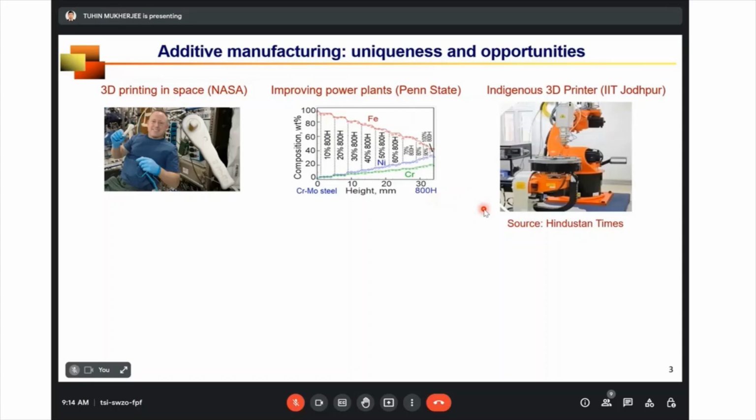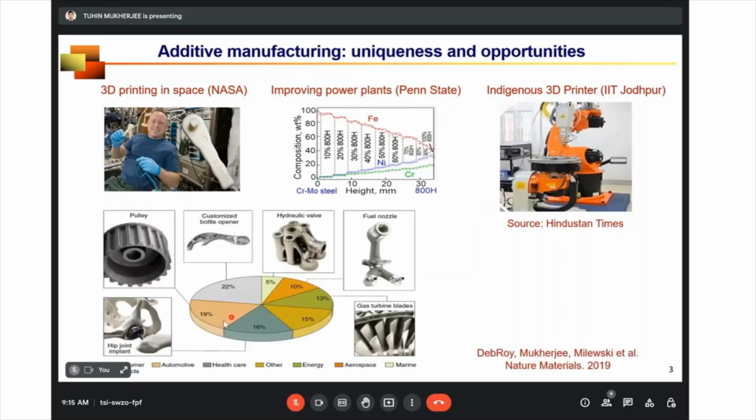And also, I am aware of the indigenous 3D printer that IIT Jodhpur has for printing different types of material parts for aerospace and diverse industries. So you can appreciate that the revenue for additively manufactured parts is coming from diverse industries, starting from consumer products, automotive, marine, aerospace, healthcare, and so on and so forth.